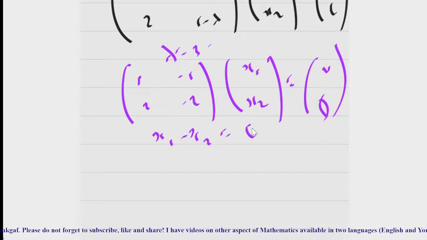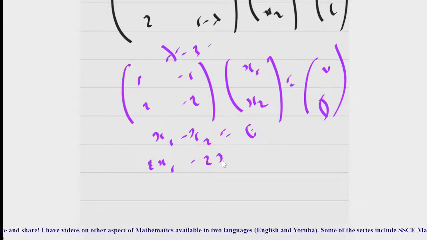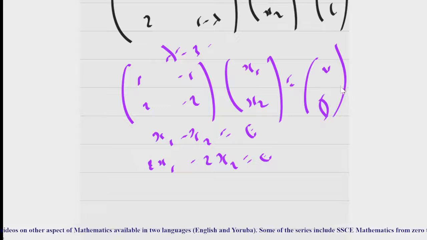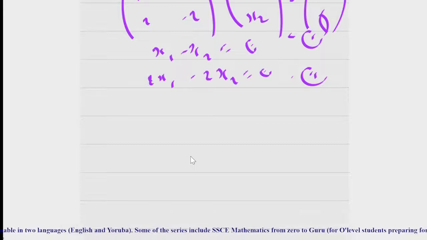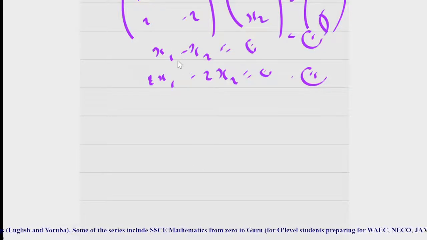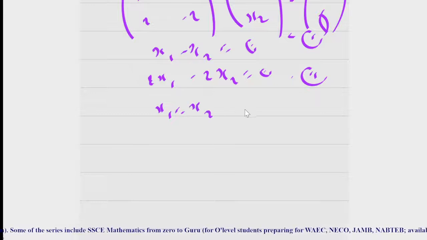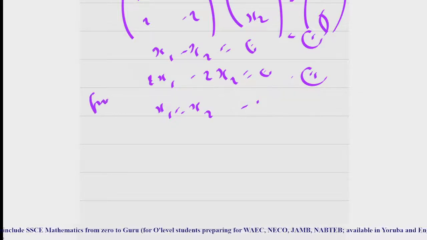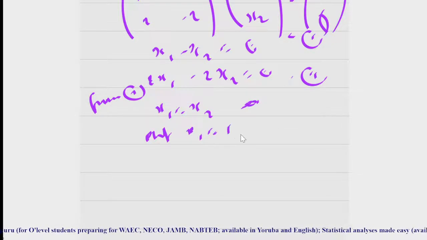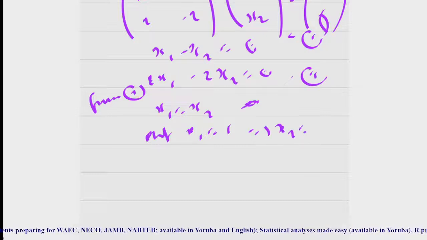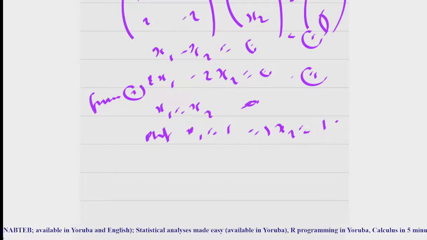x1 minus x2 is equal to 0. So then 2x1 minus 2x2 is equal to 0. You understand now? You can see this one also gives rise to a non-trivial solution. So your x1 is equal to x2 from both equation 1 and 2. So from equation 1, since it is a non-trivial solution, you put x1 is equal to 1. So this implies that x2 is equal to 1. You can use any value but not 0.